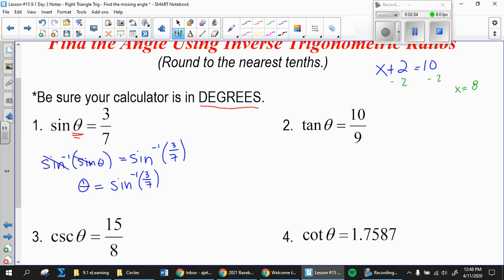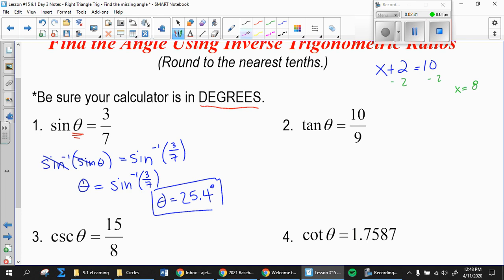In order to find this angle right here, we're simply going to type that into our calculator. So we're going to hit second sine, which is going to give you inverse sine, and you're going to type in 3/7. Again, make sure you're in degree mode, and that should give you, if we round to the tenths, 25.4. Again, we're finding the missing angle, so that is degrees.